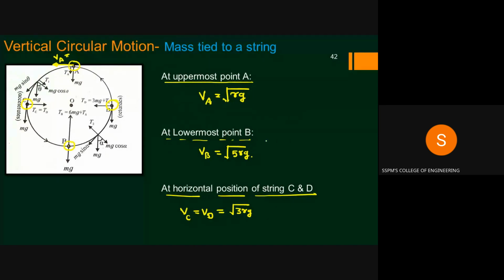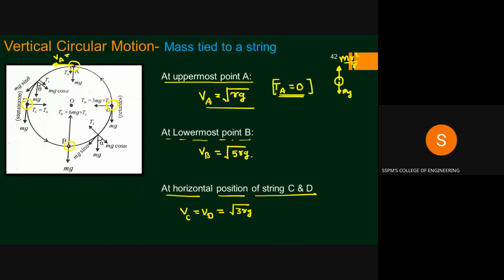Also, when the particle is at the uppermost point, the tension in the string is treated as zero. This is for the minimum velocity. So when we assume there is no tension in the string, the weight of the object, which always acts in the downward direction, will be balanced entirely by the centrifugal force, which is mv square upon r. If you equate this, finally you will get the answer as square root rg.